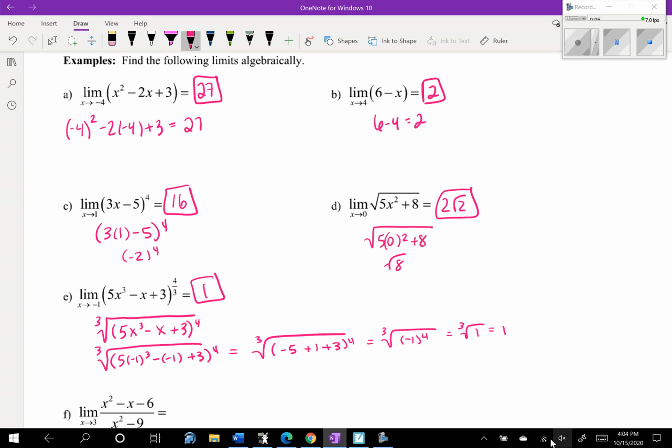And of course you could confirm any of these algebraically or graphically by plugging it into your graphing calculator and looking at the limit that way.